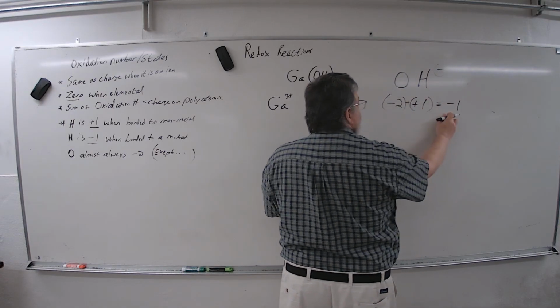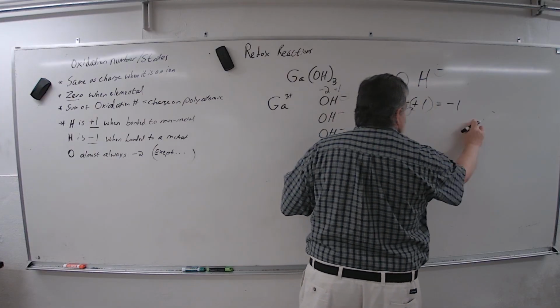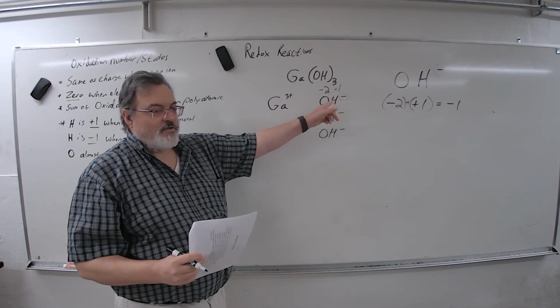The charge is -1. This hydrogen is +1. The oxygen is -2, and they sum up to -1, which is what the charge is on. So that's OH.